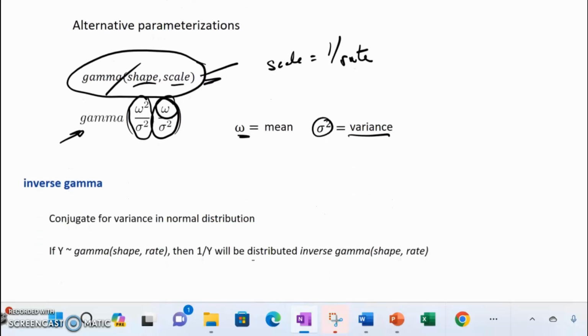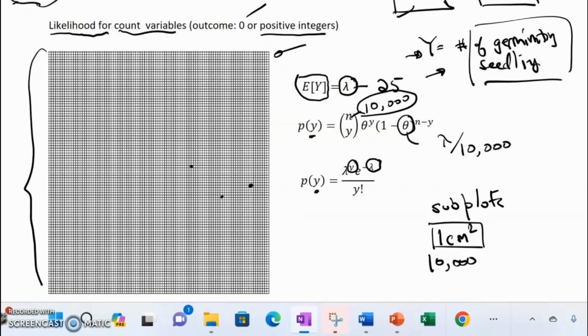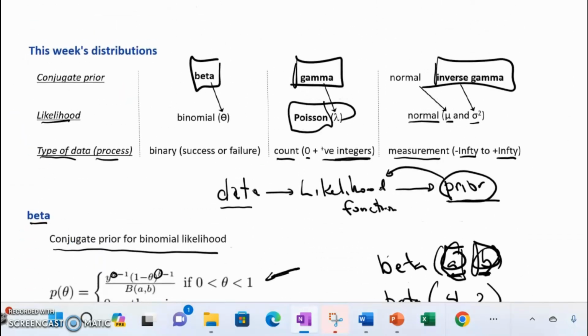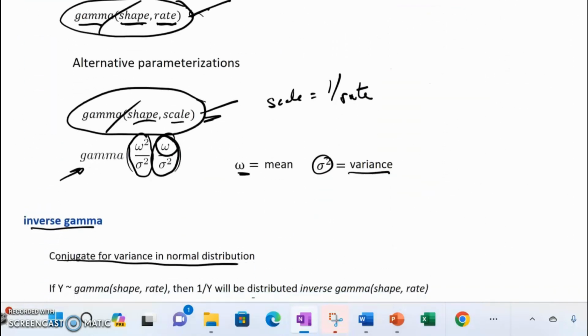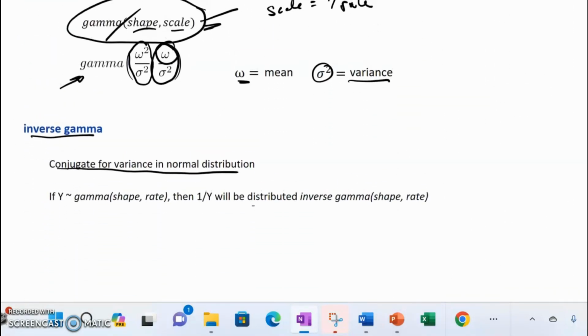And then finally we have the inverse gamma, which is the conjugate for variance in the normal distribution. So if we scoot back up here, again, if we've got a likelihood function that's a normal, it's going to have these two components, the mean and the variance. The prior for the mean is itself going to be a normal distribution. The prior for the variance is going to be an inverse gamma. So we're going to use a flat inverse gamma as our prior for the variances.